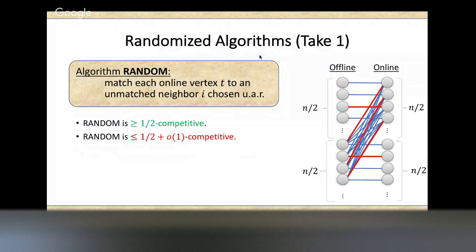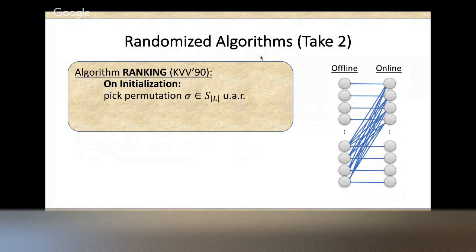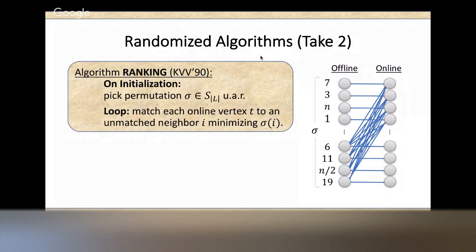What about correlated randomness? Here comes the algorithm of Karp, Vazirani, and Vazirani, which introduced this problem of online matching. Their algorithm, Ranking, works as follows. On initialization, you pick a uniformly chosen permutation of the offline vertices, like so. And whenever an online node shows up, you match it to its unmatched neighbor minimizing the value under this permutation.